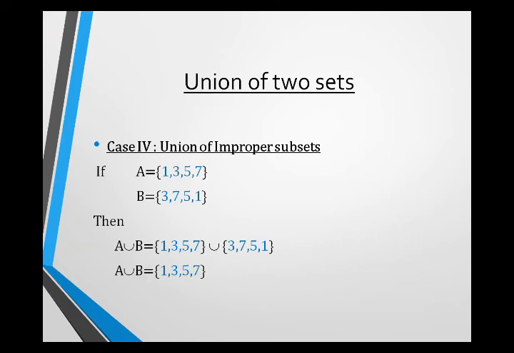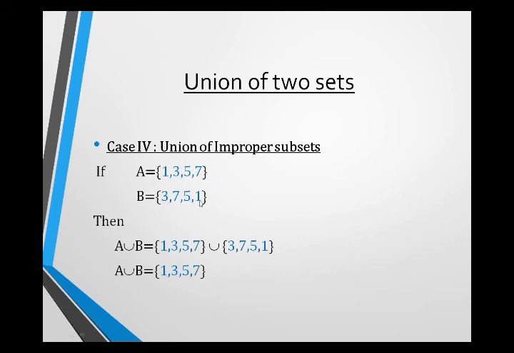Okay, here we have the fourth case, the union of improper subsets. Here students, we already discussed the improper subsets. What are the improper subsets? Okay, if every element of set B is also an element of set A, and every element of set A is also an element of set B, then B is an improper subset of A, and also A is an improper subset of B. As you can see that students here, all the elements of set A are also in set B, and all the elements of set B are also in set A.